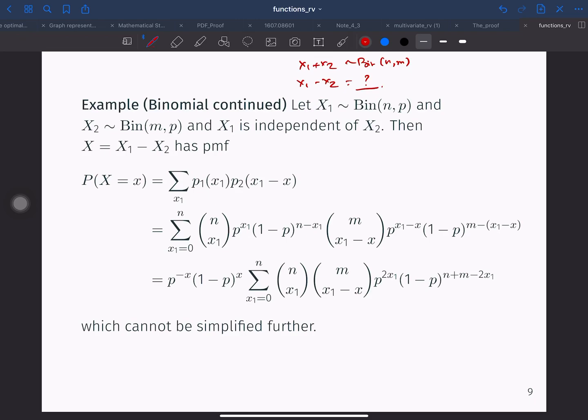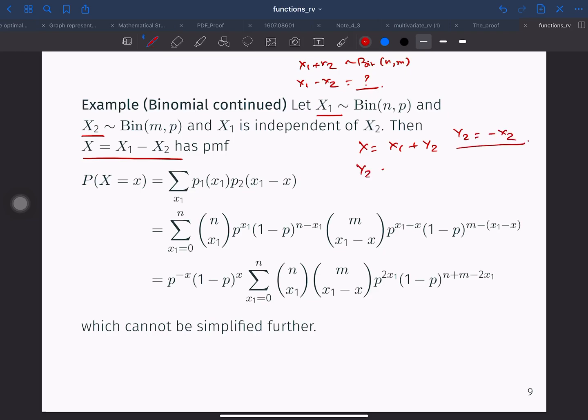Summation is binomial, so the difference should be simple also. And that turns out to be sadly not the case. So X1 is binomial, X2 is binomial, and I look at the difference X1 minus X2. Well, I could write this as X equal to X1 plus Y2, where Y2 is simply minus X2.